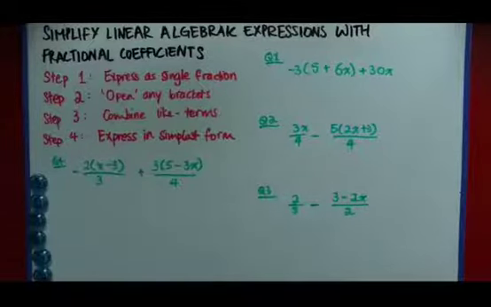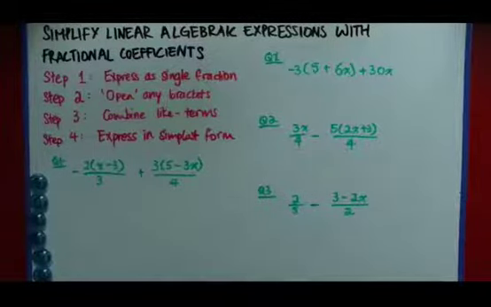The third step is to combine like terms. So terms that are similar, that have the same coefficient, we will have to add them together. And once you're done with that, the last step is to express in simplest form, because more often than not, your fraction will not be in its simplest form. So you have to make sure that it is in the simplest form.